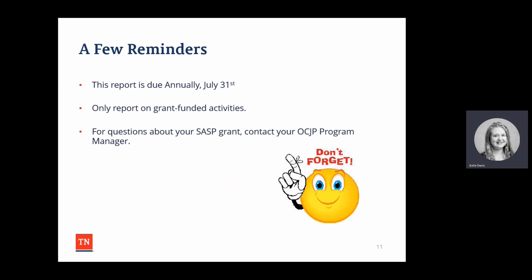A few reminders. This is an annual report and it is due July 31st. You're only reporting grant-funded activities. We are only reporting on SASP-funded activities. For any questions on your SASP grant or SASP reporting, please contact your OCJP program manager. They would be happy to help.